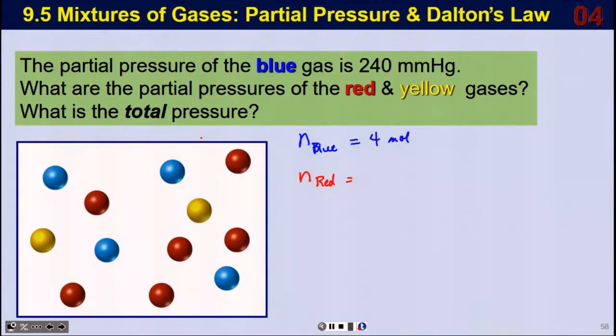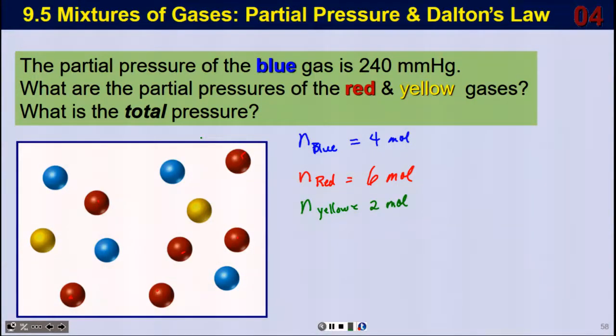So if you can do the counting, 1, 2, 3, 4, 5, 6 red spheres. There's 1.5 times as many of the red spheres. And then the yellow, well, what will the yellow be? So apparently there's just 2. So the number of the yellow, and I don't have a yellow tool here, so we'll just use green, is 2 moles. Now, what does that tell us?